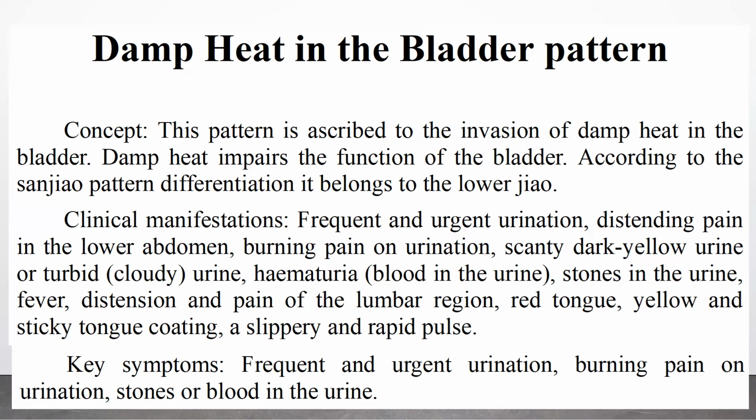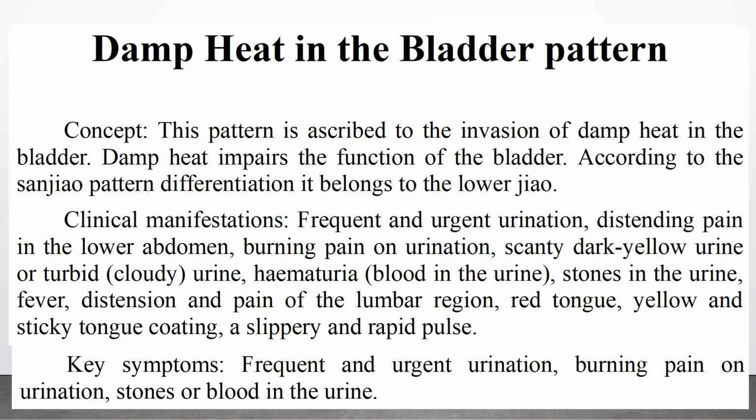The clinical manifestation: there is frequent and urgent urination, distending pain in the lower abdomen, burning pain on urination, scanty dark yellow urine, or turbid or cloudy urine. Hematuria: there is presence of blood in the urine, stones in the urine, fever, distension and pain of the lumbar region, red tongue, yellow and sticky tongue coating, a slippery and rapid pulse.